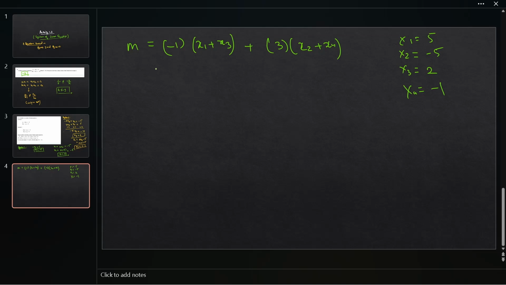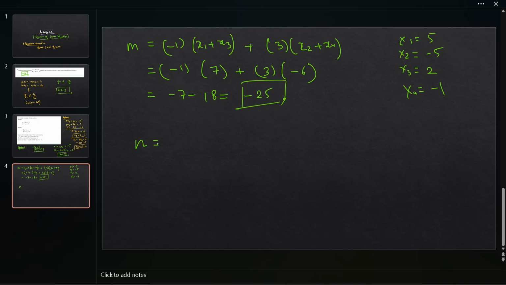So if we put the values in the equation, we get m is equal to minus 1 times x1 plus x3, which is going to be 5 plus 2, 7, plus 3 times x2 plus x4. So x2 plus x4 is going to be minus 6. So it's minus 7 minus 18, that is minus 25.